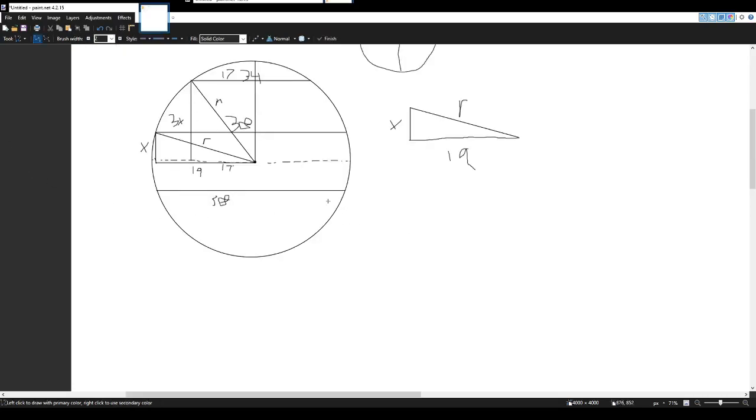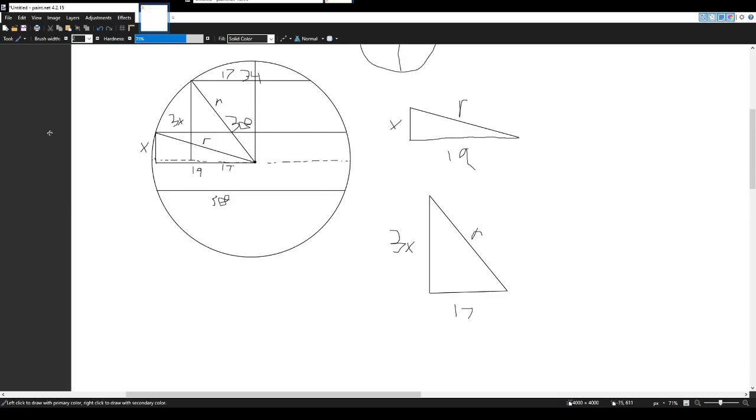And now if we draw the other triangle, it's taller, kind of like this, and kind of like that. And so we know that this is 3x, right? Because it's this distance plus another 2x, which is what we're looking for. And this is 17, which we got from this 34, and this is also r.